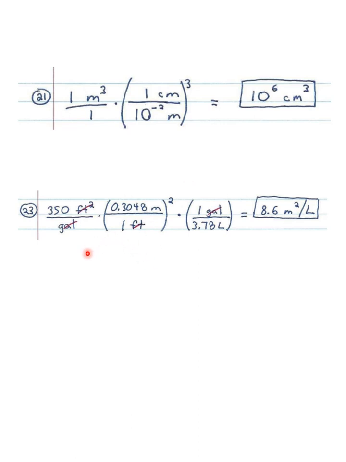Now we have to deal with the gallons. 1 gallon is 3.78 liters. And so we multiply by that. You notice after various units have divided out, we're left with square meters per liter, and we get 8.6 square meters per liter.